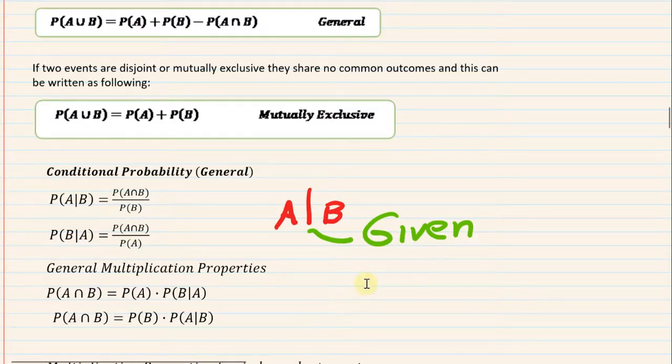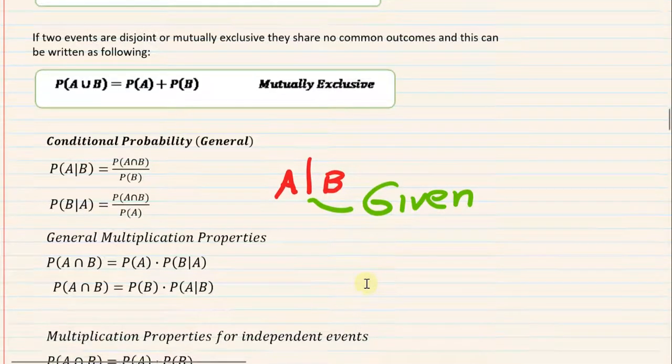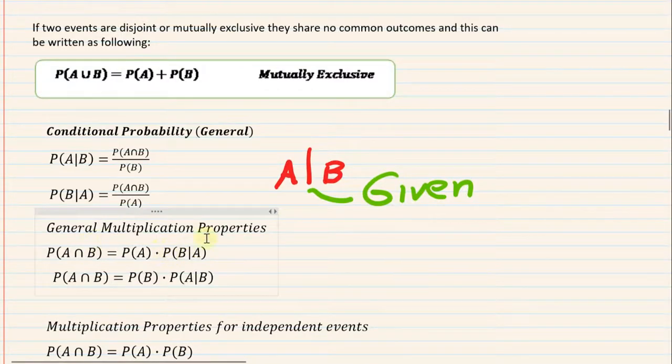Now, from this, we get the general multiplication rule. And it's very easy. If you cross multiply in the formula for conditional probability, multiplying both sides by the probability of A, or in this case the probability of B, you get these two formulas. So to find the probability of A and B, you multiply the probability of A times the conditional probability of B given A has occurred.